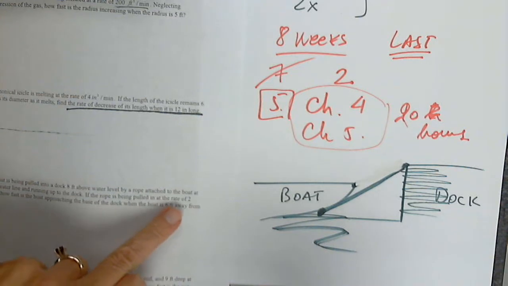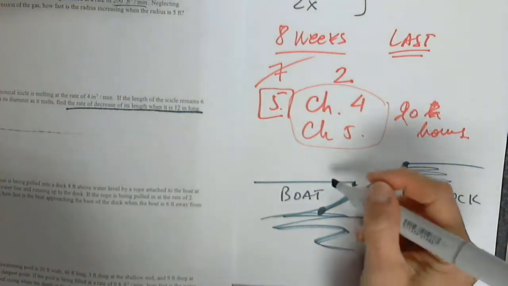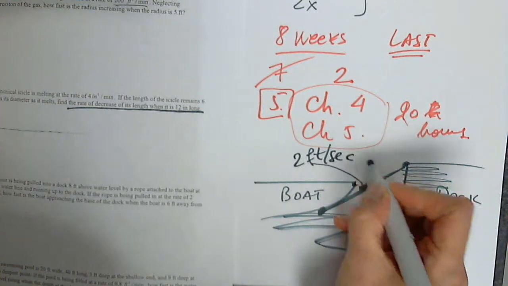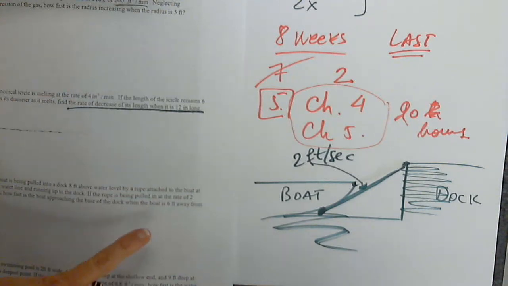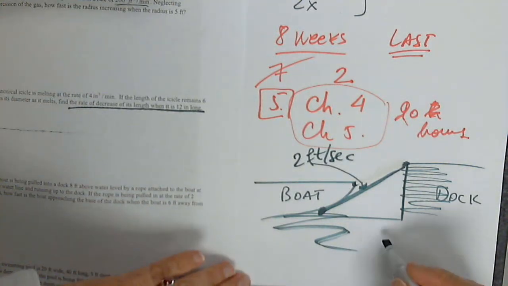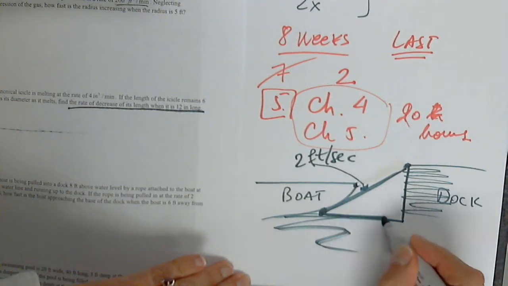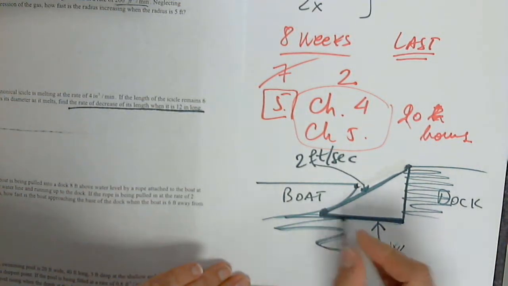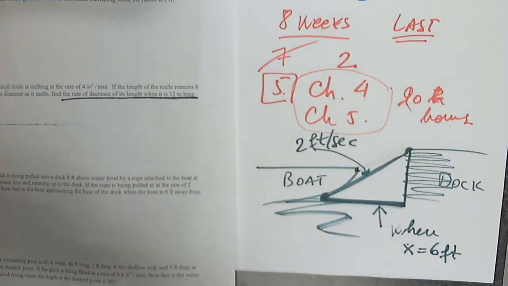If the rope is being pulled at a rate of 2 feet per second, so this is 2 feet per second, how fast is the boat approaching the base of the dock when the boat is 6 feet away from it? So this is what we're interested in: the rate of change of this, which I'm going to call X, when it is 6 feet away. So it's 6 feet.